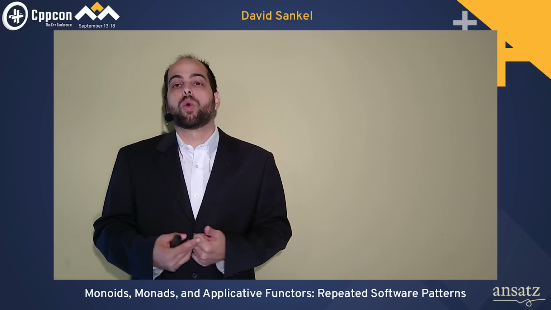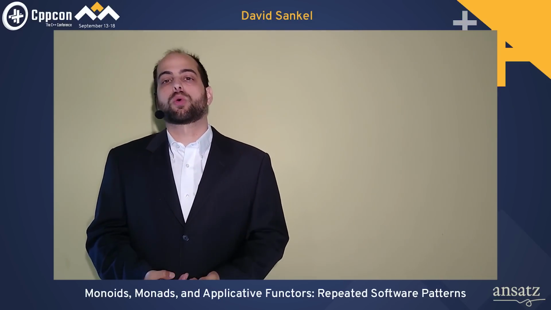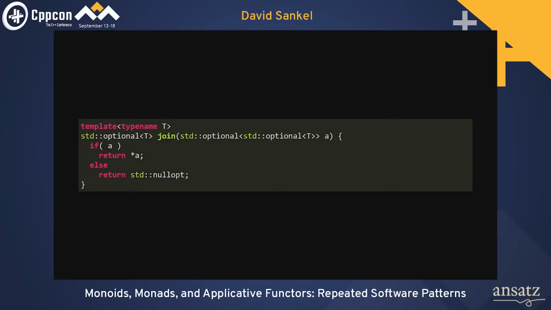Now, what would join look like for std::optional? Join, remember, it takes in the monad of a monad of T, so in this case, it would be an optional of an optional of T. Join will take an optional of an optional of T and build an optional of T out of it. The implementation is probably exactly what you would expect. Pretty simple.